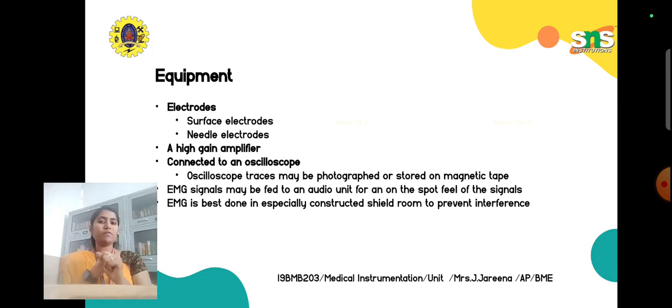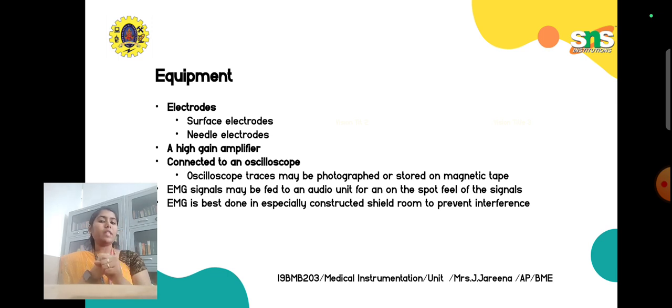So that is first and foremost, the electrode. There are various types of electrodes. Here we are concentrating more on two types: one is the surface electrode, another is the needle electrode. We can use either of these two types based on the demand or the application, whatever is needed.